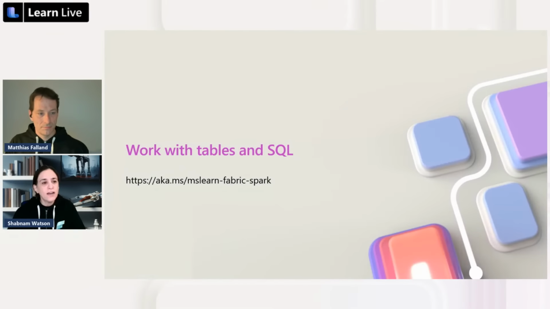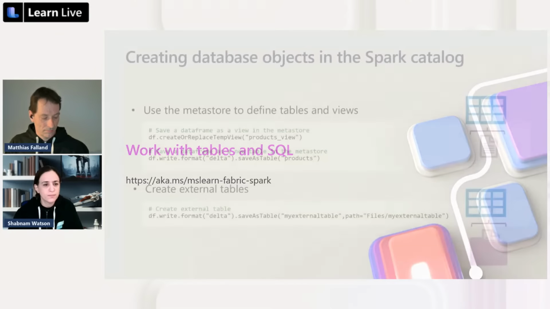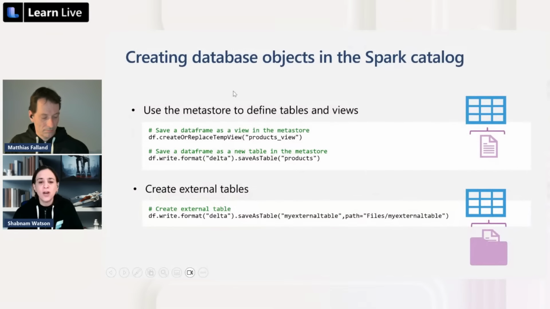So now you have the data in the format you wanted. Now you can analyze it with SQL once you write it to the Spark metadata store. So let's see how that works. You can create objects in Spark Catalog. What that means is that they will show up as tables and views in your Lakehouse, and that will enable those users who prefer to use SQL to analyze the data to do so.